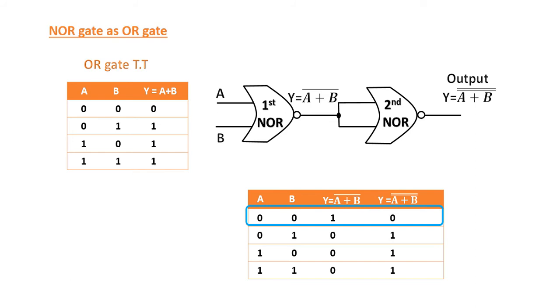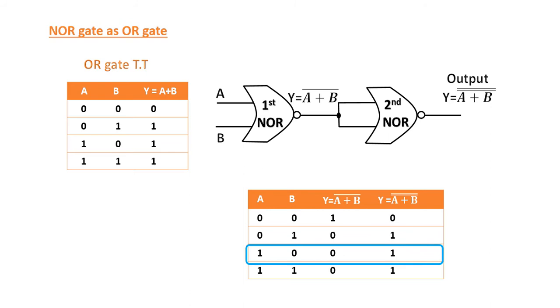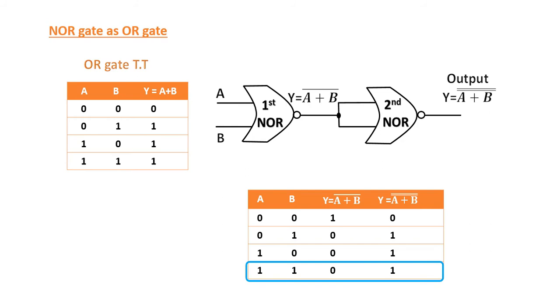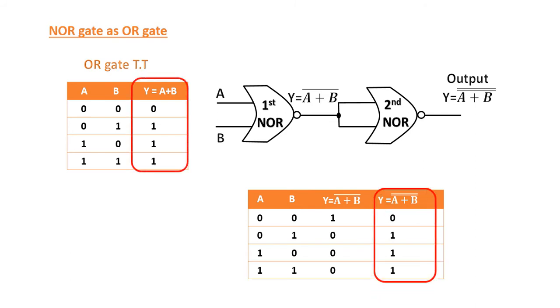Similarly for the other three cases, when the value of A is 0 and B is 1, you can see the final output is 1. Here also, if the value of A is 1 and B is 0, the final output is 1. Likewise, 1 plus 1 will be 1 and its complement will be 0, and again its complement will be 1. This final output of our combination of first and second NOR gates is exactly the same as the output of our OR gate. You can compare it to the truth table of our OR gate.